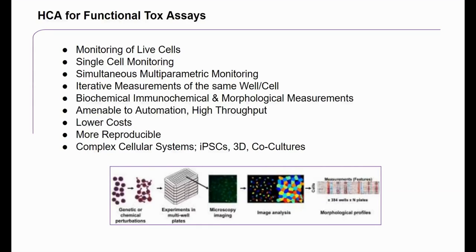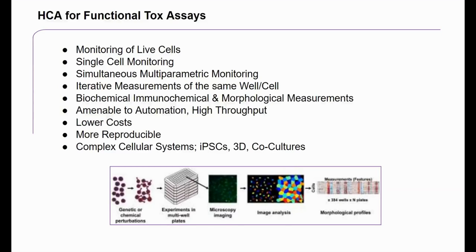High content analysis had a number of things to offer when combined with toxicology assays. One is that you could use it for monitoring live cells easily. Single cell monitoring was possible. Also, you can do simultaneous multiparametric monitoring. So you'll see later on how this offers up lots of opportunities for the use of things like machine learning. Also, it allows for iterative measurements over the same well or even the same cell. And so you can follow things in time.